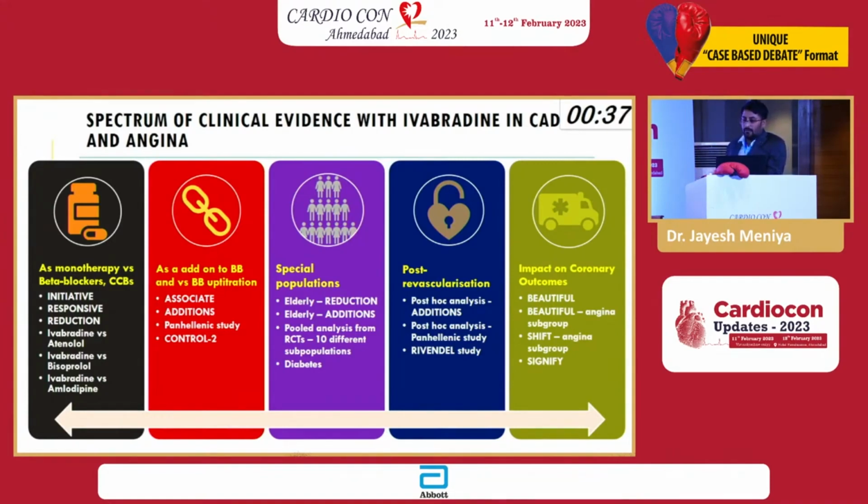In the SHIFT trial, we can use it in LV systolic dysfunction patients who have NYHA class 2 to 4 dyspnea, and patients with a heart rate greater than 80 beats per minute on the maximum tolerated dose of beta blocker also.